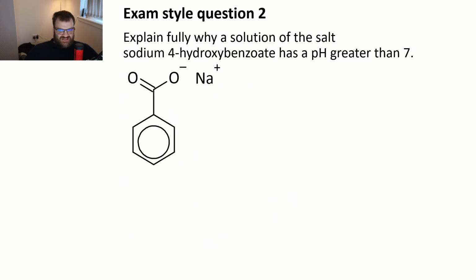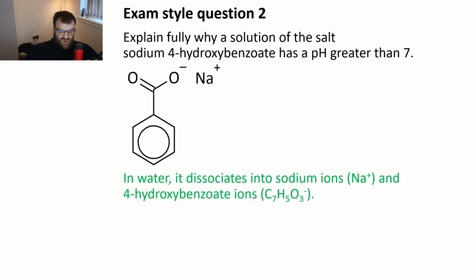In this one, they're asking us to explain why this chemical has a pH greater than 7. That's going to make it a basic salt. So we want to make sure our answer explains why it's basic. Well, the first thing that happens is those things split apart. So it's sodium and the 4-hydroxybenzoate ions. We're going to react it with water.